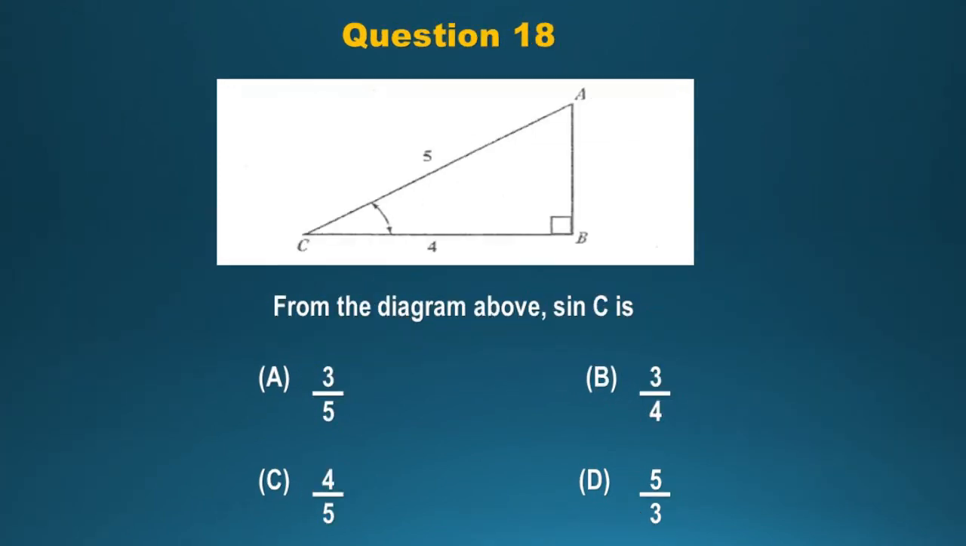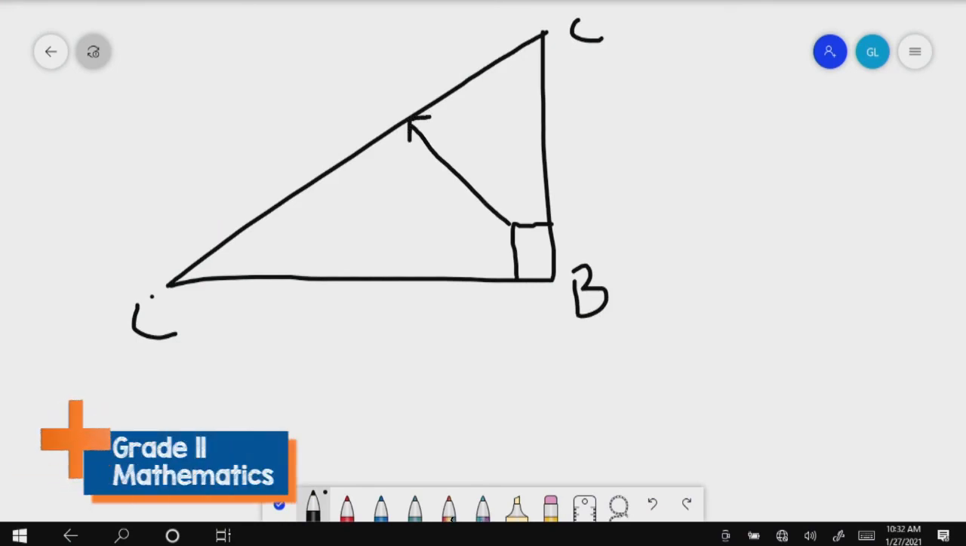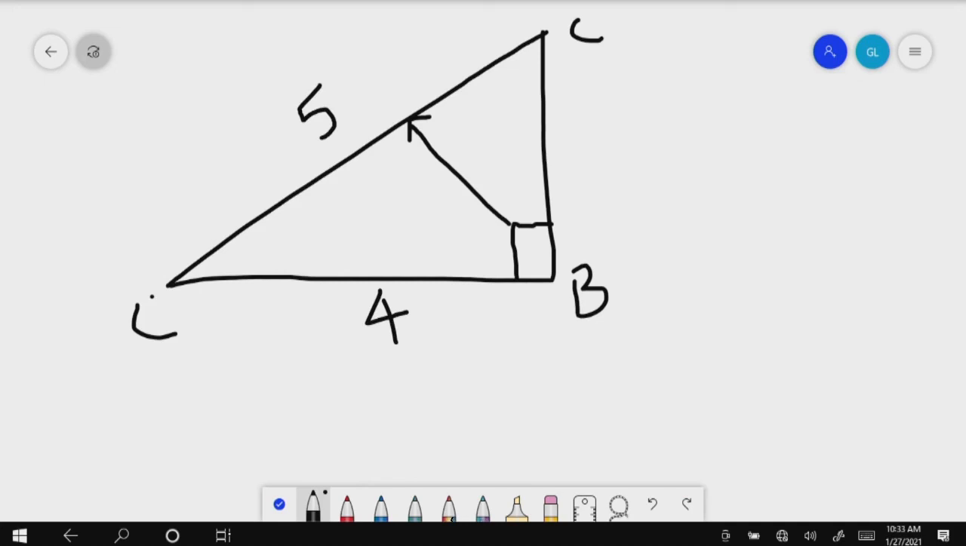From the diagram above, sine C is, and there we have an interesting question. Very important for us to look at this diagram and see exactly what we are dealing with. This diagram represents a right angle triangle. In labeling this right angle triangle, again, I keep emphasizing we always identify the longest side so that it will give us an easy referencing point. Additionally, they give us two sides of the right angle triangle. But here's what the question is asking us for: sine C.